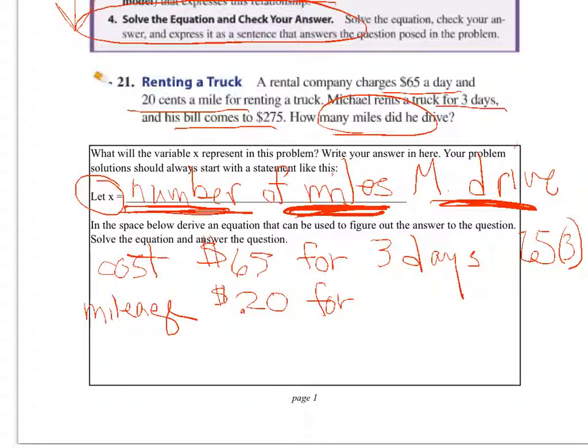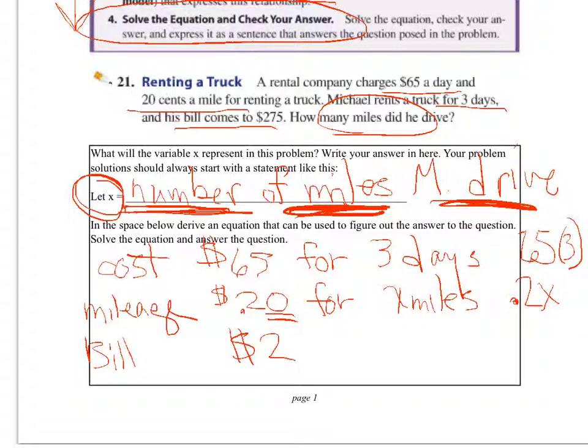Well, the expression we're using for the number of miles he drove is the letter x. So for x miles, if it's 20 cents per mile, and he's going to pay that 20 cents x times, our cost here for the mileage is 0.2x. Now his total bill is given as $275.